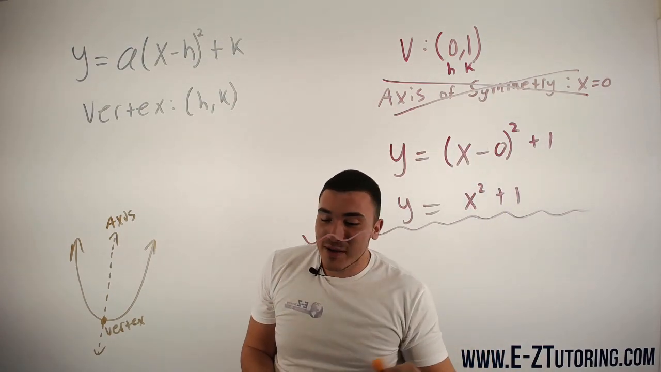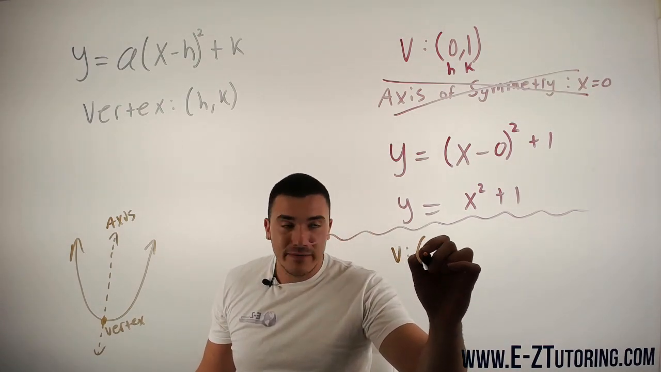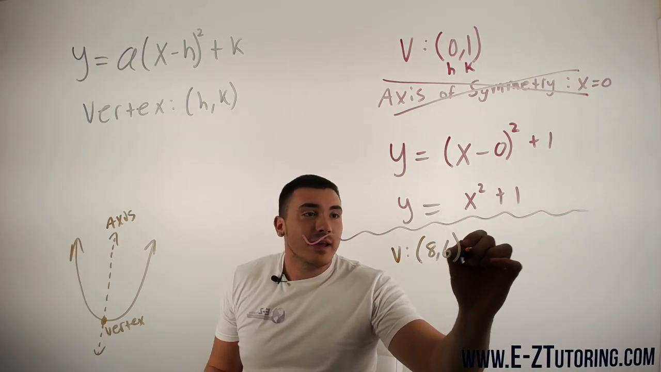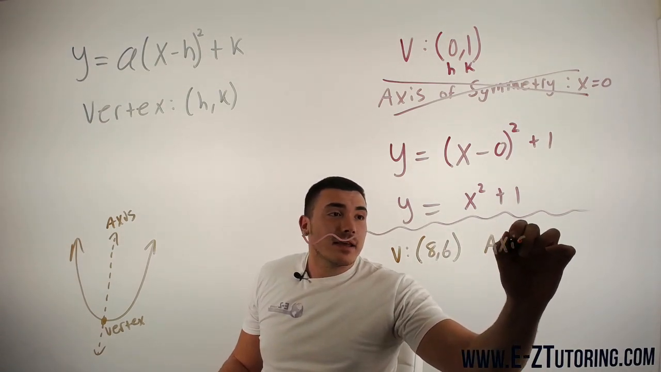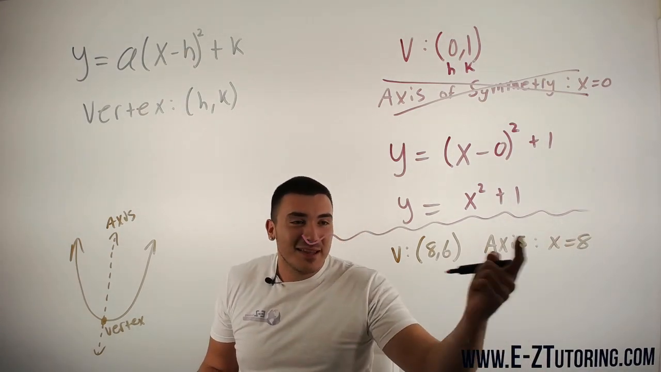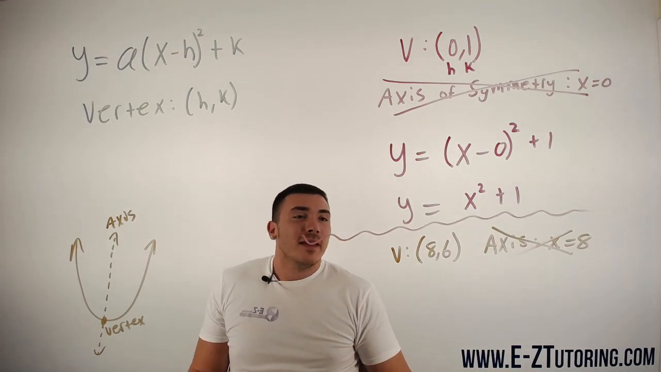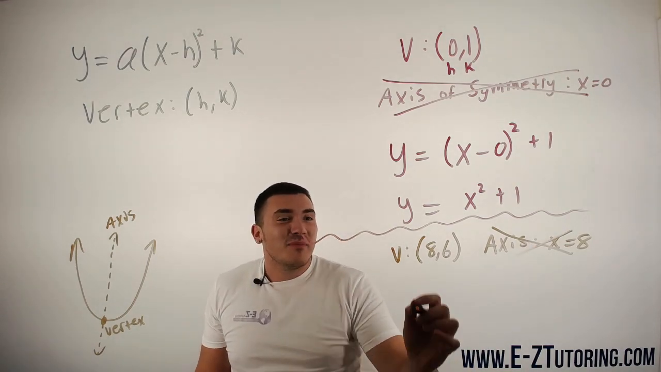We could do one more example. All of these are very straightforward. If we have a vertex of (8, 6) and an axis at x equals 8, you'll notice once again it's just talking about the x coordinate of the vertex. This is useless. We can go ahead and start plugging in.